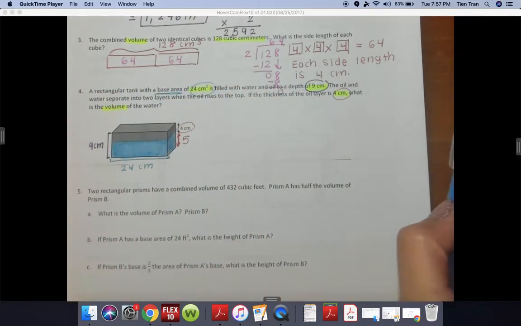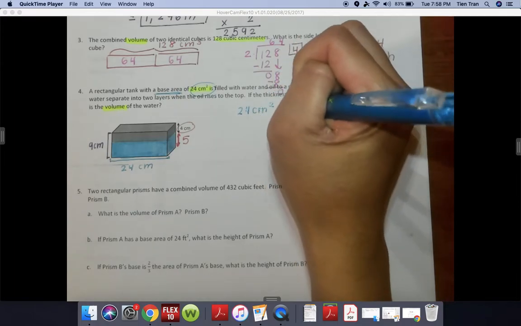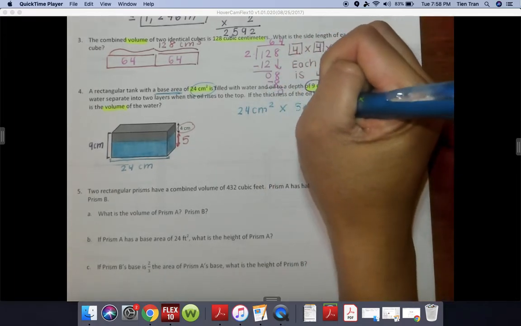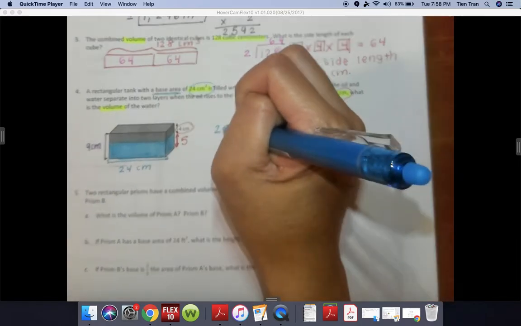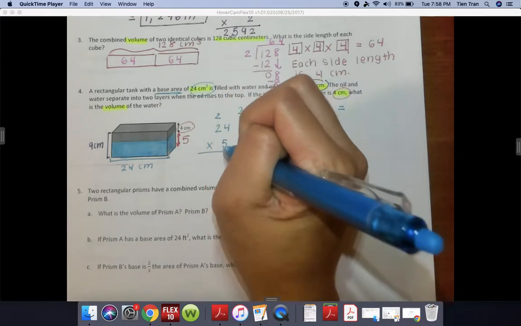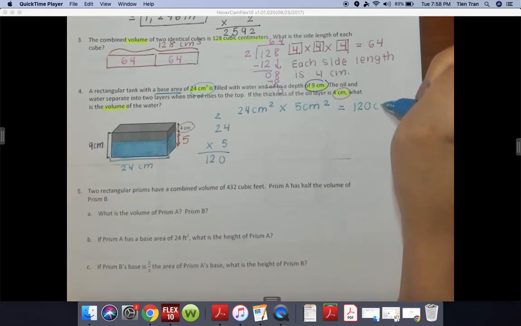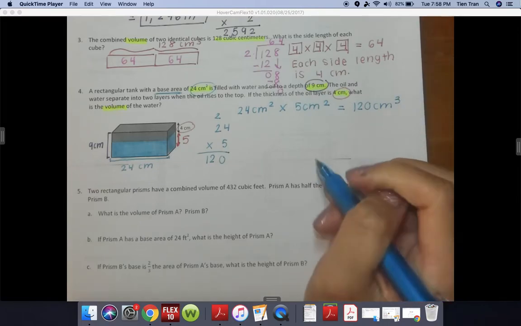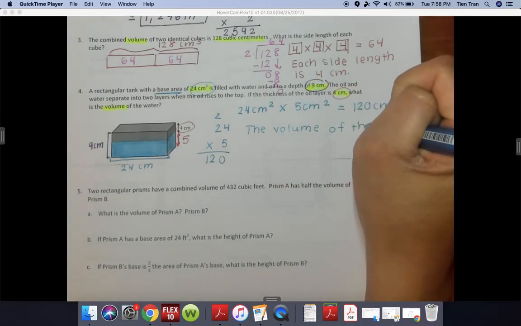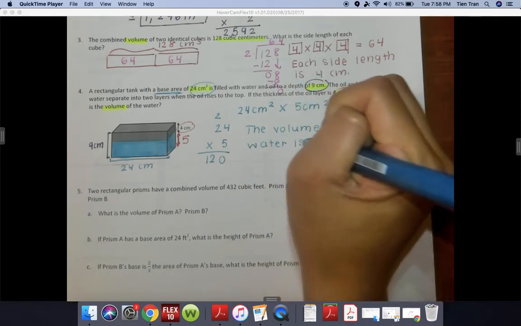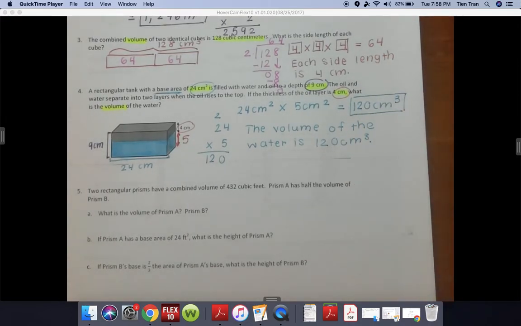Okay, so what I'm going to do is multiply 24 centimeters square times 5 centimeters in order to get my answer. I'm going to write it down right here so you guys can see, 24 times 5. 5 times 4 is 20. 5 times 2 is 10, plus 2 is equal to 12. So I get 120 centimeters cubed. So the volume of the water is 120 centimeters cubed. Now, I'm going to move on to problem 5.